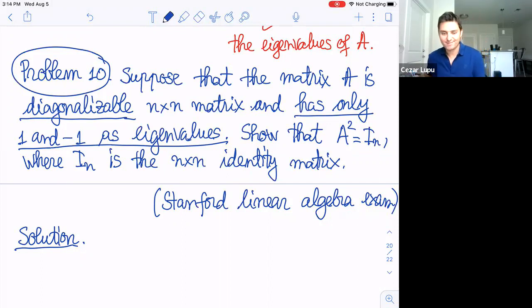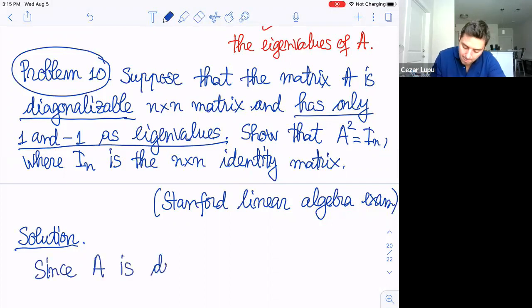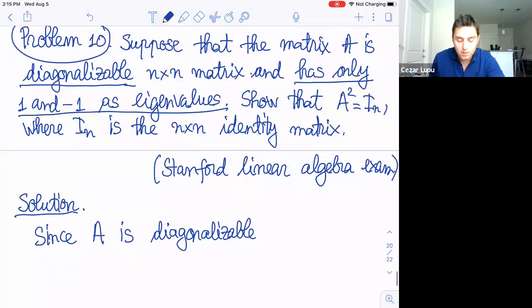What do you think? Well, let's see. Let's analyze each term. So I have a matrix A, which is diagonalizable. It's an n by n matrix. So what can we say about that? Since A is diagonalizable, what do we know?